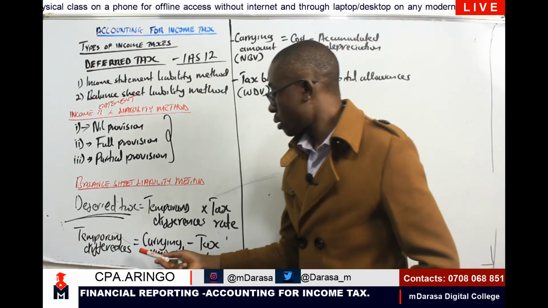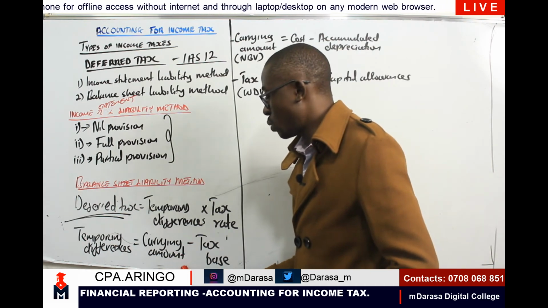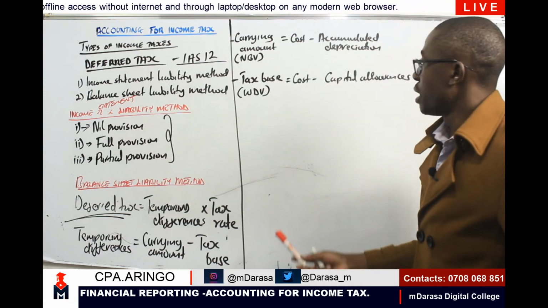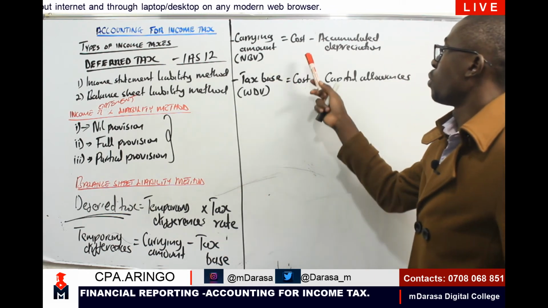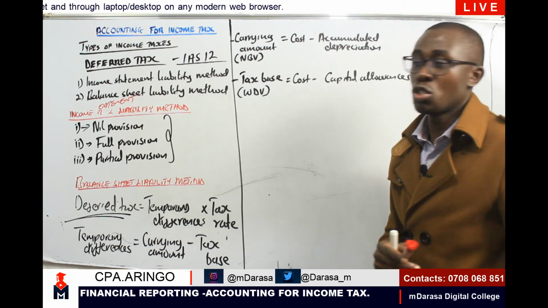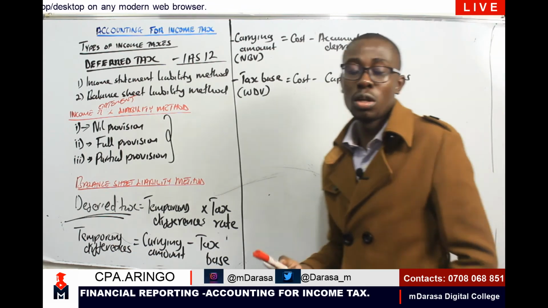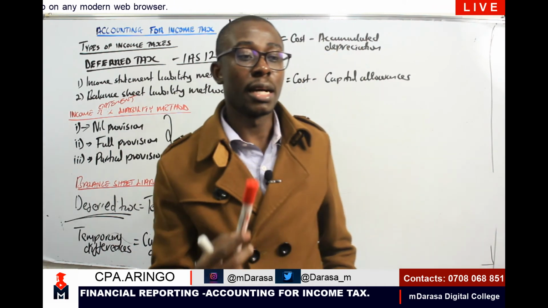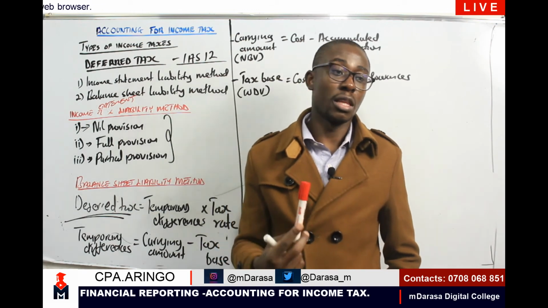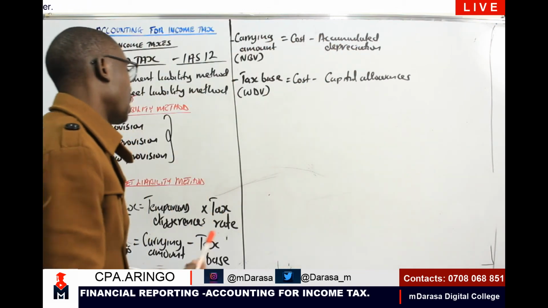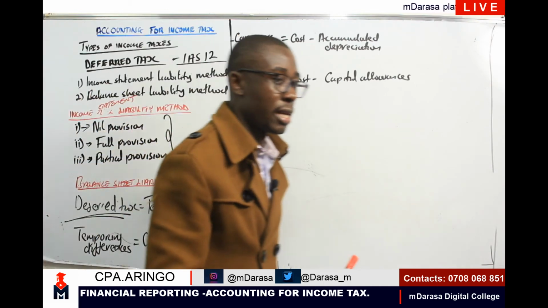So that's why we are saying that for us to determine this temporary difference, we are talking of the difference between the carrying amount and the tax base. And we've clearly stated that to determine our carrying amount, we are talking of cost minus accumulated depreciation. And to determine our tax base, we are talking of cost minus our capital allowance. That will be very key for us to understand and have at the back of our mind, which will ease our work in understanding this concept very clearly.